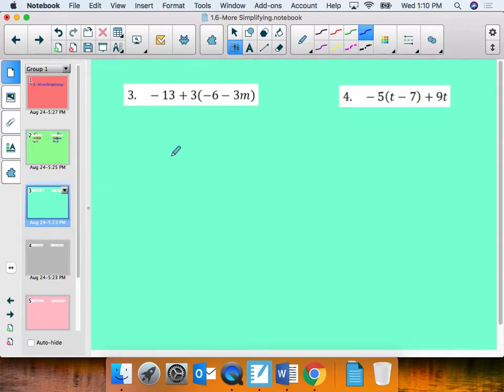Moving on to example number 3, we have again a very similar setup where we are going to be distributing within part of the problem. So we're distributing to here and to here. So this negative 13 that we see at the beginning is not a part of what we are distributing to. But then we have 3 times negative 6, so that will give us negative 18. And then 3 times negative 3m will give us negative 9m.